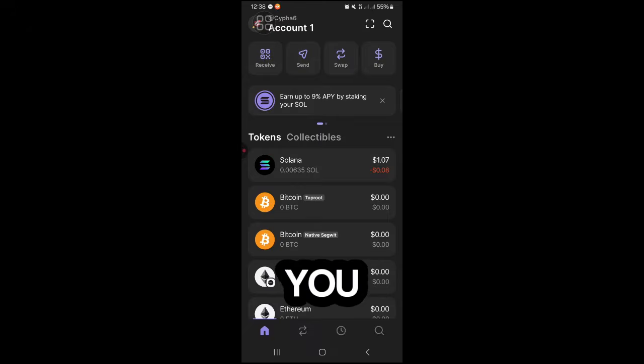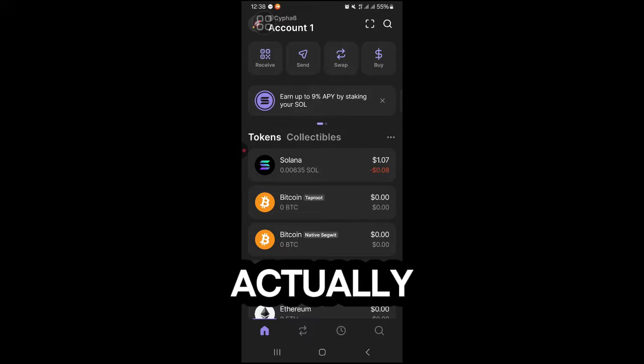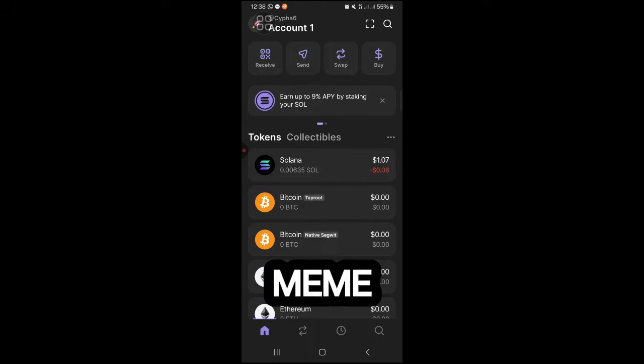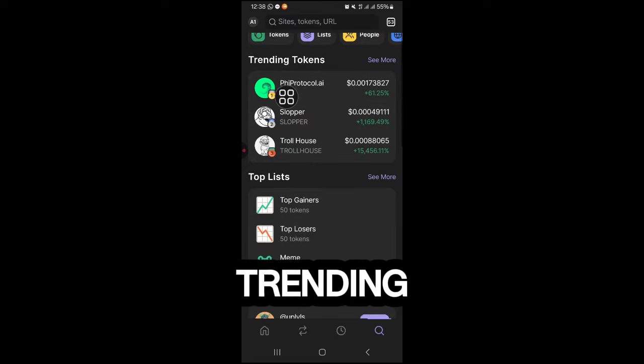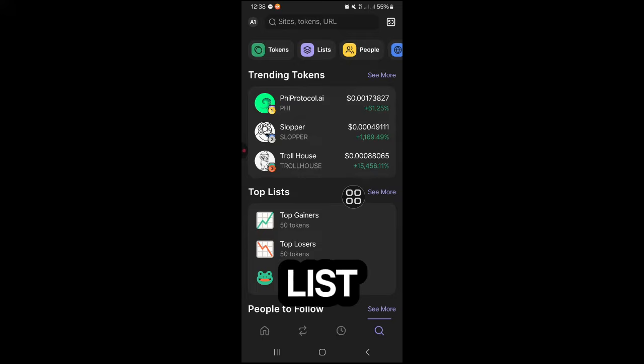So the first thing is for you to actually look for the coins that you want to buy. If you want to use Phantom Wallet to trade memecoin, you have to look for the coin that you want to buy. To do this, you can come over to this search bar, right? Click on this, and you're going to see trending tokens, top lists, and people to follow. But I'm going to click on trending tokens.